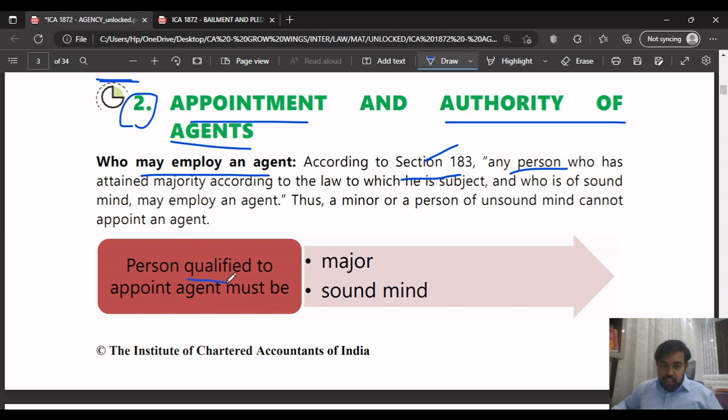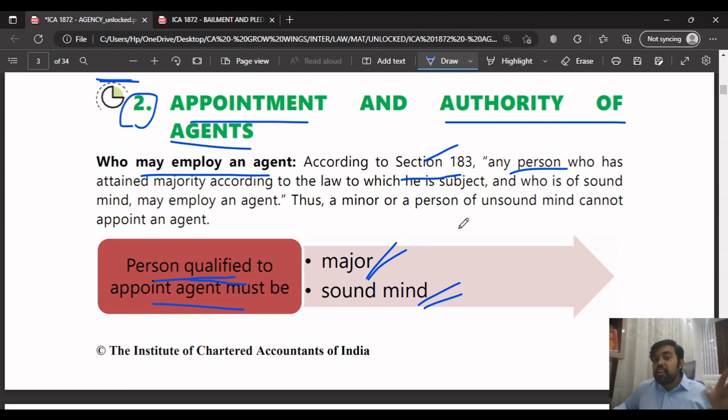They have clearly given this here in a simple manner, in capsules and boxes as well. The person qualified to appoint an agent is the principal. We are talking about the principal here, not the agent. The principal should be a major and of sound mind. That person only can hire an agent. But the agent can be anyone, even a minor can be an agent.